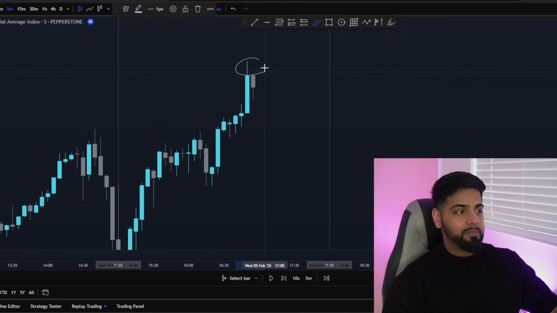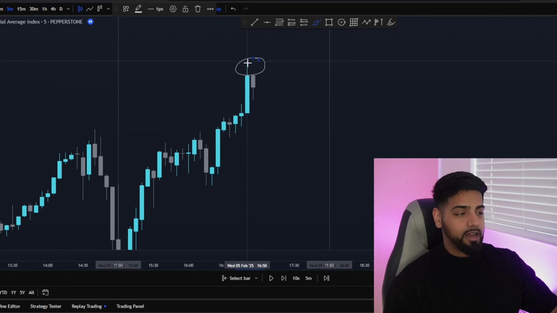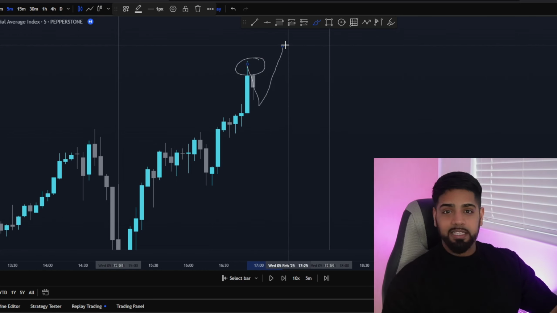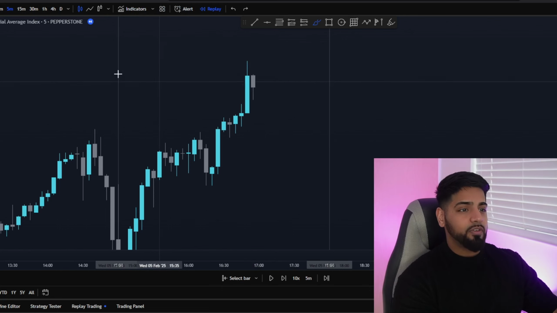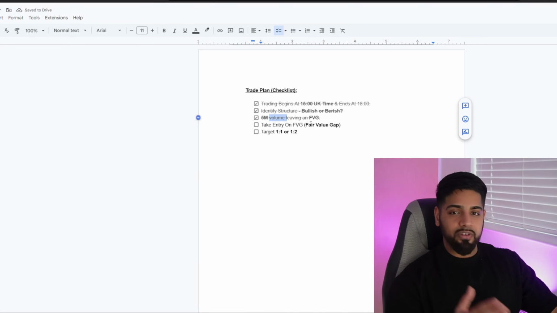So we've just put in a brand new higher high, and expectational order flow tells us that after a higher high we see a higher low and then a continuation higher. So based off of that understanding, we're now going to come back onto our checklist and tick off this box right here. Our next step is to take the entry on the fair value gap, which was left, and then we're simply going to target a 1-to-1 or a 1-to-2.